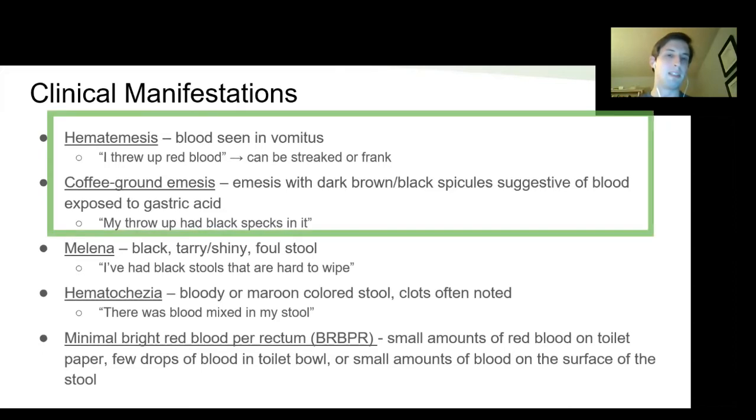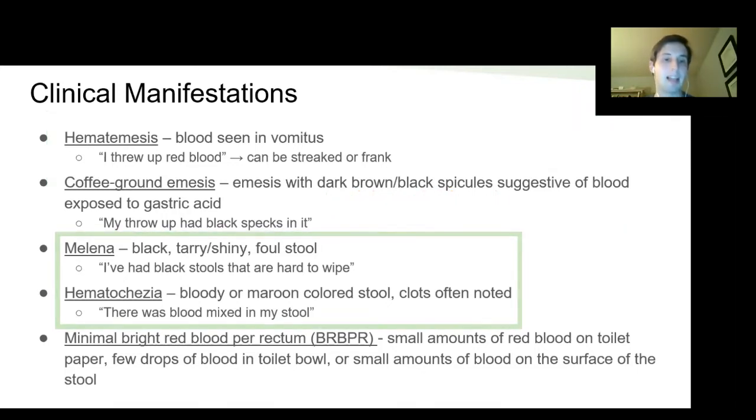So hematemesis is blood seen in the vomitus. So your patient will say, I threw up and there was frank blood in it. You can compare that to coffee ground emesis, which is another form of blood in the vomit, but it shows up as dark black spicules or dark brown spicules in the vomit. And that's just from oxidated blood. Talk a little bit more about that later on.